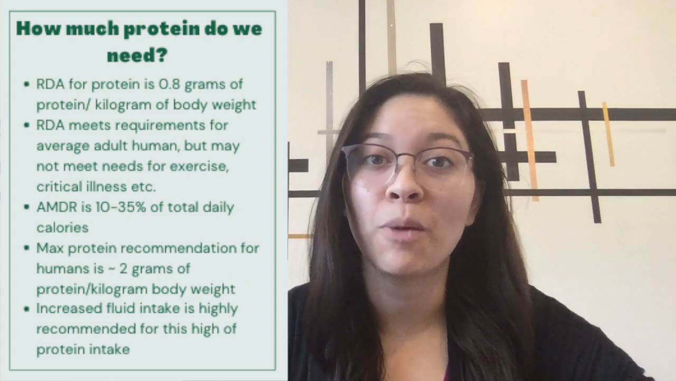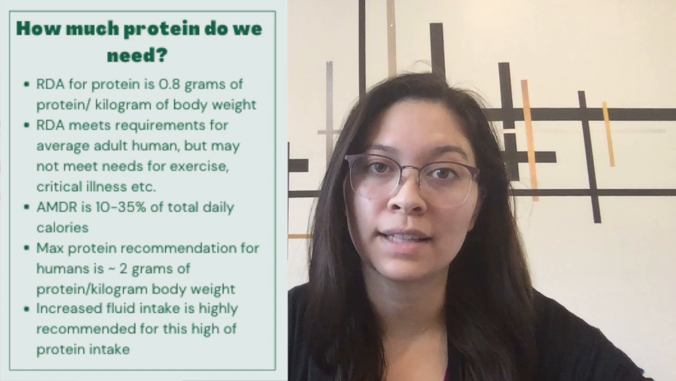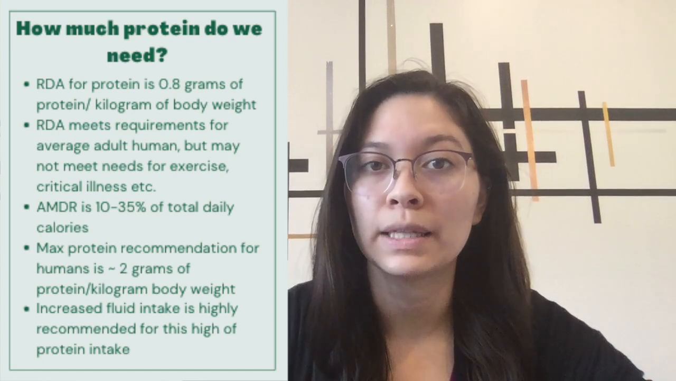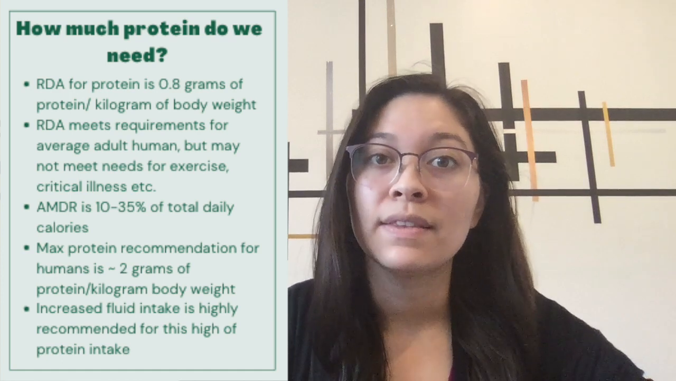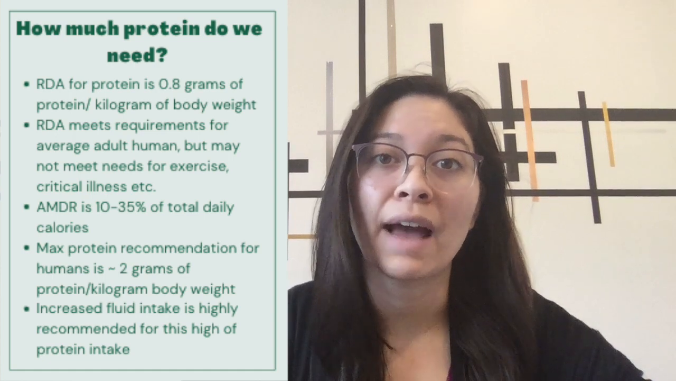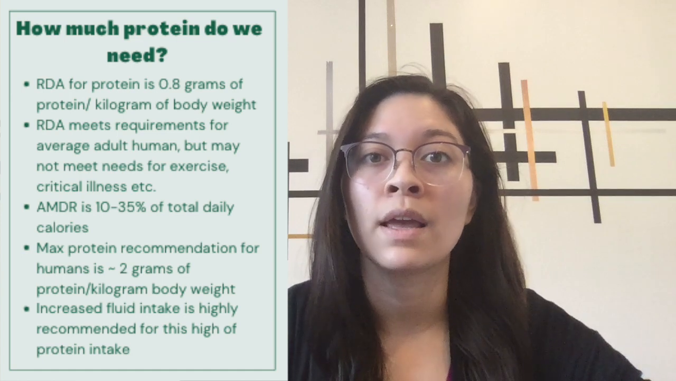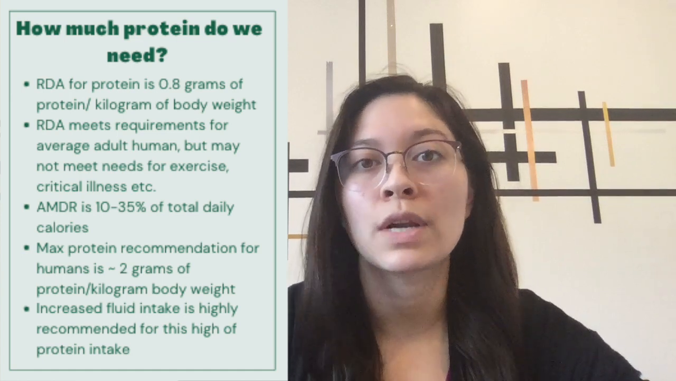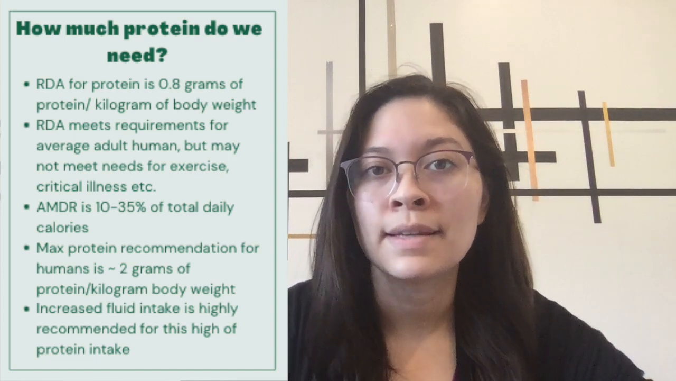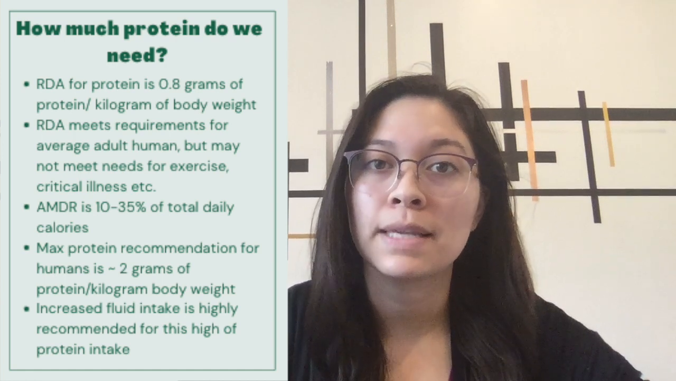When we're considering how much protein is enough protein, the RDA, or the recommended dietary allowance for adults, is going to be 0.8 grams of protein per kilogram of actual body weight. This is just enough protein to meet the basic requirements for that average adult person. This is not going to be enough for someone who is doing intense exercise, who is critically ill, or who might have some kind of a different disease state. We're going to see different recommendations for them, but just that basic nutrition recommendation is going to be 0.8 grams per kilo.